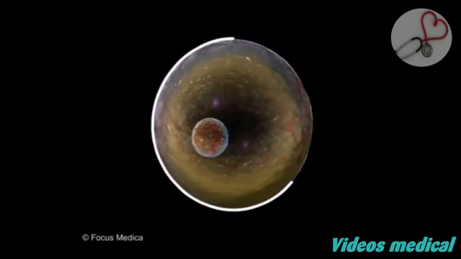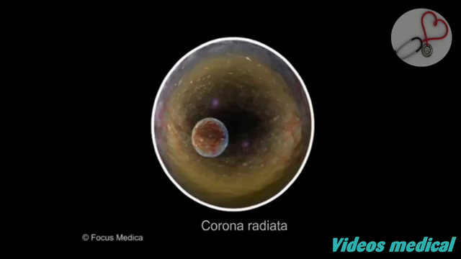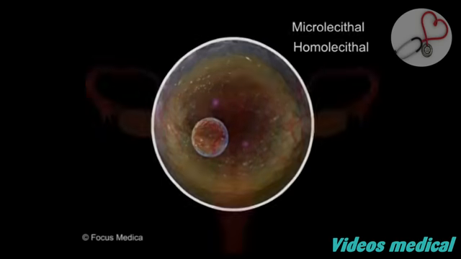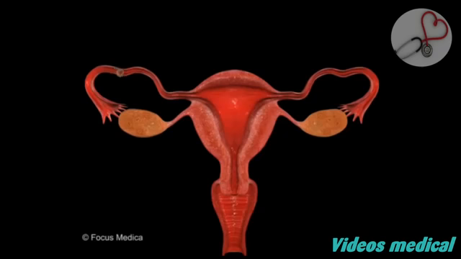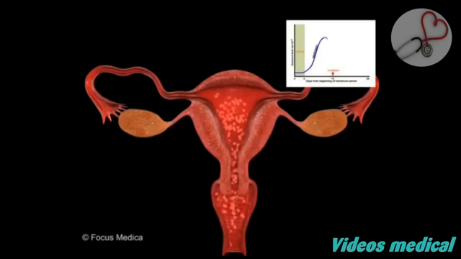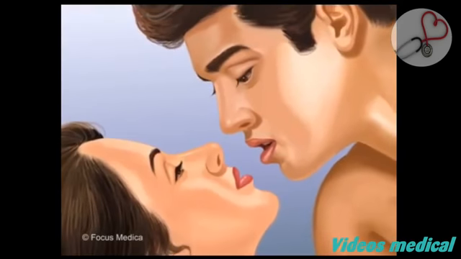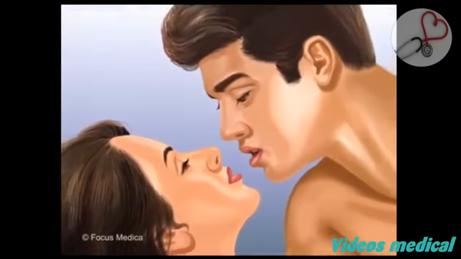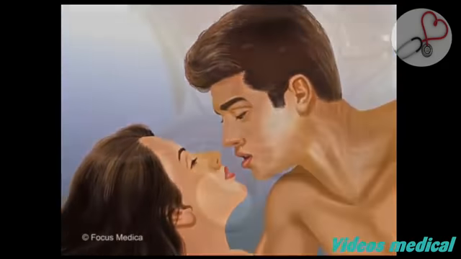Surrounding the zona pellucida is the corona radiata. The ovum has a very little amount of yolk, which is uniformly distributed in the cytoplasm, hence is described as secondarily microlecithal or homolecithal. Ovulation generally takes place on the 14th day of the 28-day menstrual cycle. Fertilization is preceded by sexual intercourse or coition.